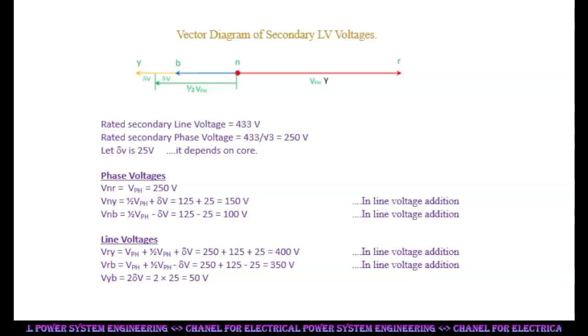Line voltages. VRY is equal to VPH plus half VPH plus dV is equal to 250 plus 125 plus 25 equals 400 V, in line voltage addition. VRB is equal to VPH plus half VPH minus dV is equal to 250 plus 125 minus 25 equals 350 V, in line voltage addition. VYB is equal to 2 times dV is equal to 2 times 25 equals 50 V.